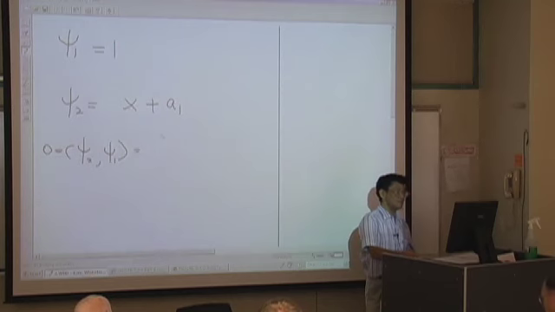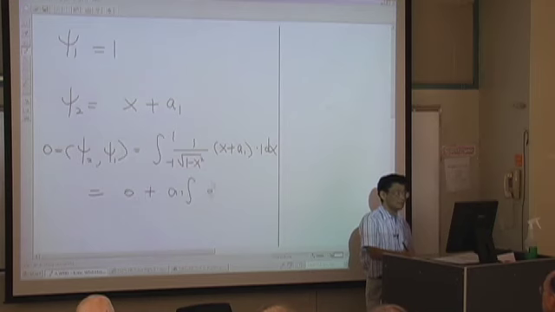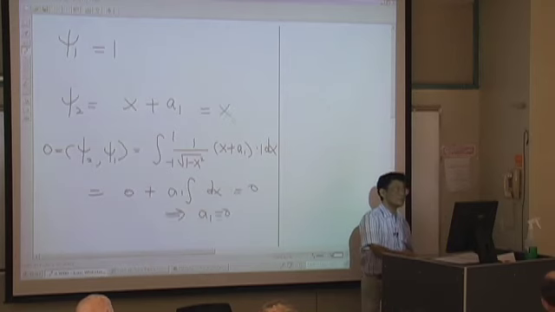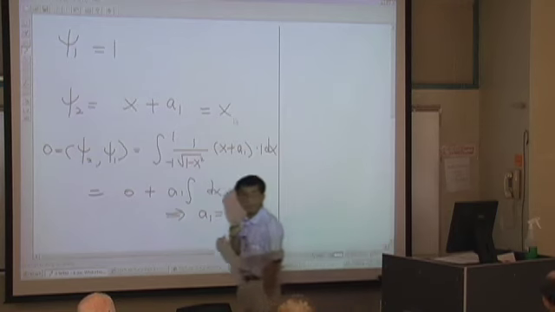Then it is the integral from -1 to 1, 1 over 1 minus x squared, and then psi 2 (x plus a1), and then psi 1 (which is 1) dx. Then this is an odd function, so it is gone, right? And then a1 times some integral value is equal to 0. So this gives us a1 is 0. So psi 2 is x. Do you follow me?